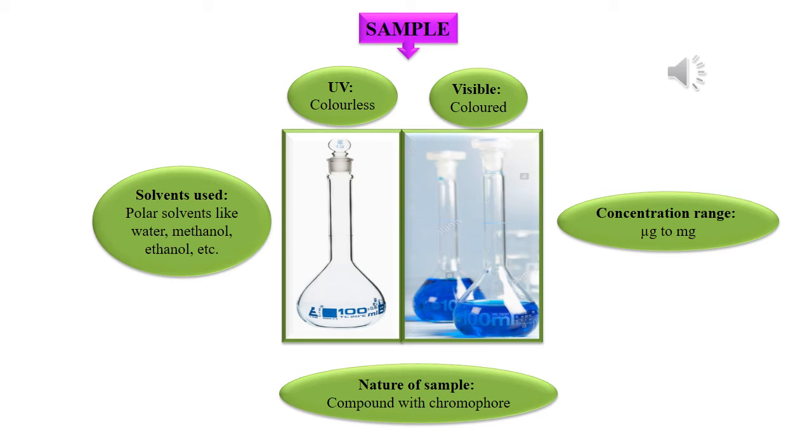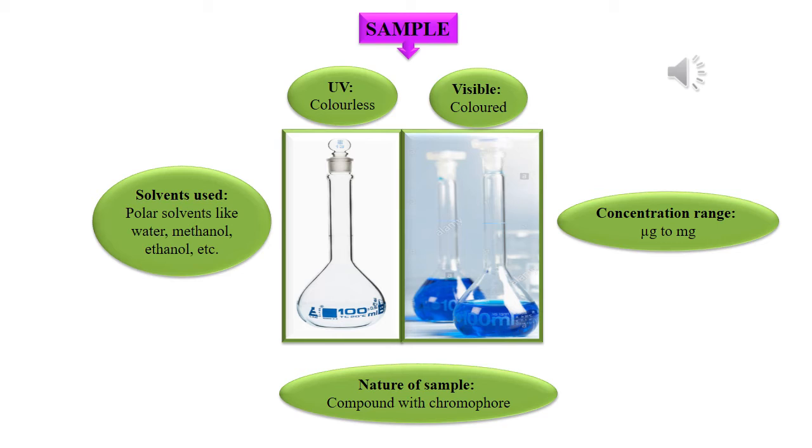Then after choosing the sample cell, we need to select the sample. What type of sample, what type of solvent is used to prepare it, what is the concentration range we need to use for analyzing it by using UV visible spectroscopy. First we'll see the nature of sample used for UV and visible analysis.